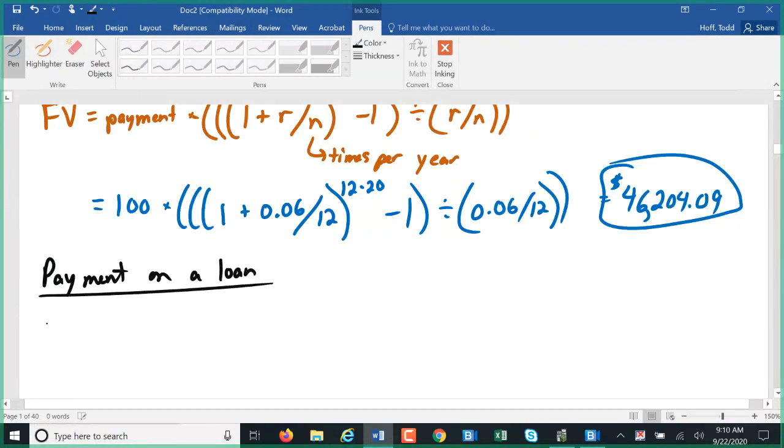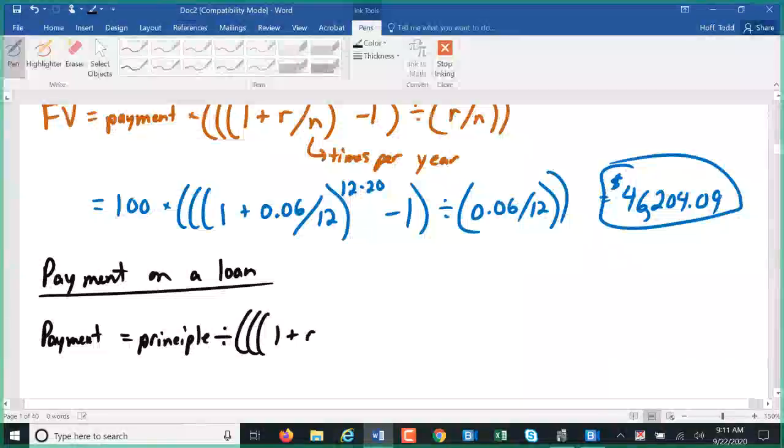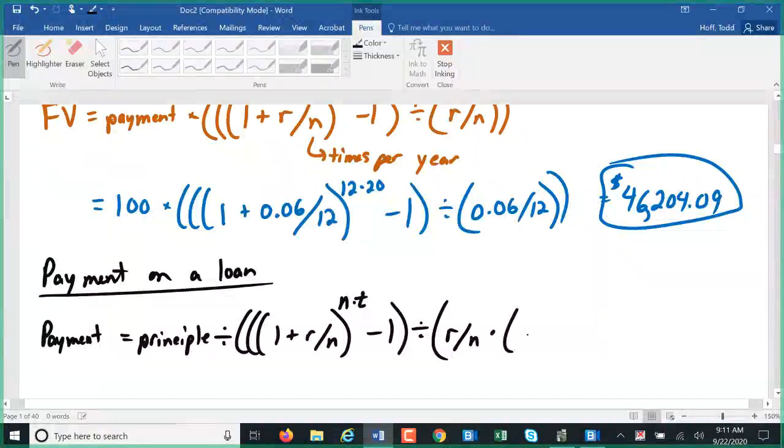The amount of payment on a loan is equal to the principal divided by (1 plus the rate divided by n, again n is the number of times in a year, to the power of n times t, where t is your years, minus 1, close parentheses), divided by... Now, this next piece is a little different. r divided by n times (1 plus r divided by n) to the power of n times t.